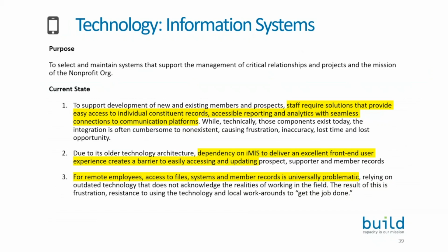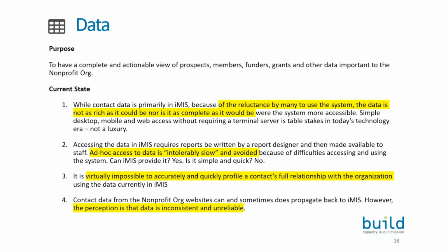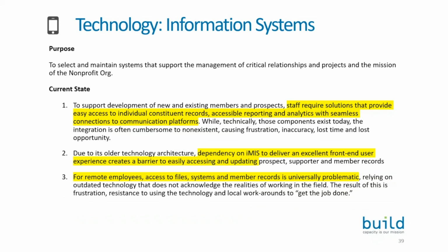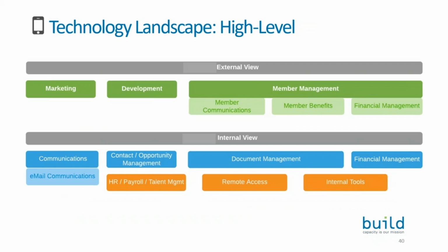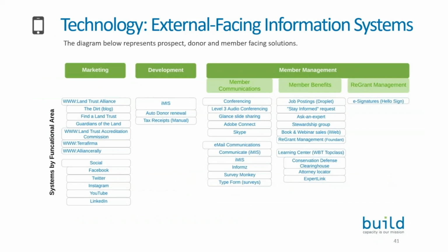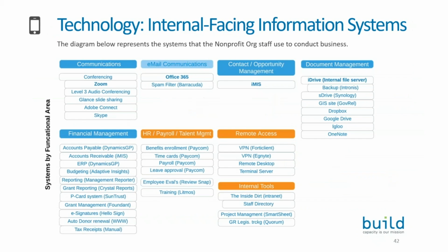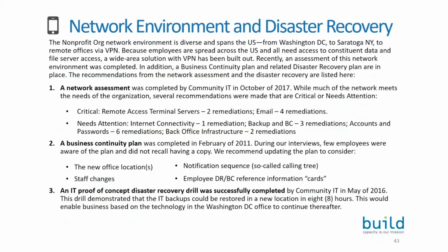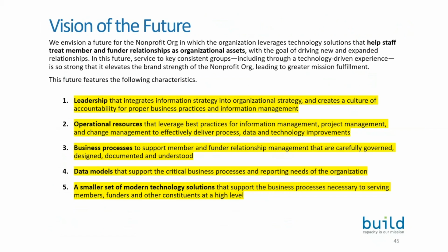What are the current states of the data landscape at the organization? And what are the information systems that are currently in place, and how can we improve those in order to deliver to the needs of the organization? So these are just some examples of what the deliverables look like and the level of complexity associated with them.